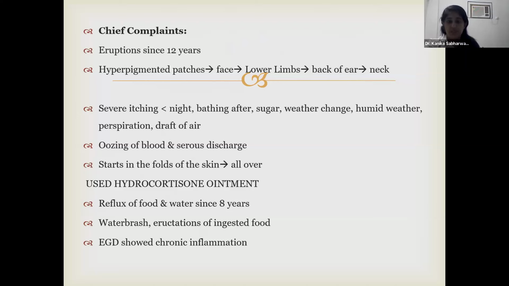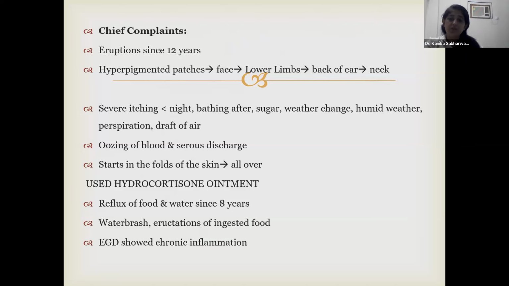The eruption started on her face, lower limbs, back of her ears and neck. She presents with severe itching, worse at night, worse bathing, worse consuming sugar, worse any weather change, especially humid weather, which as Bombayites we know is the worst, worse perspiration, especially in the folds of skin, and draft of air.